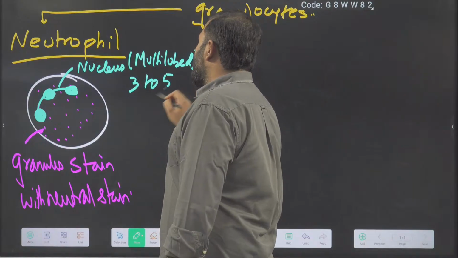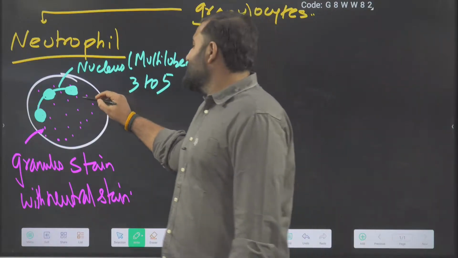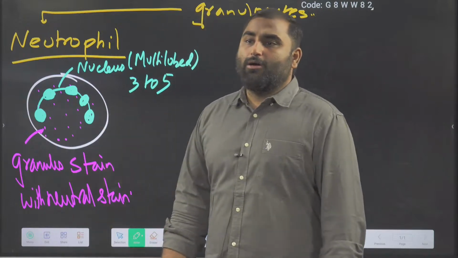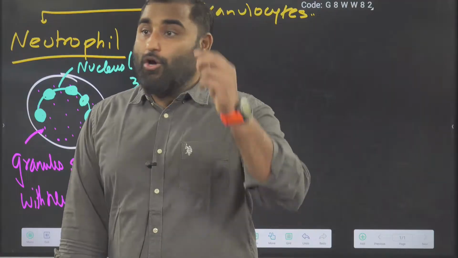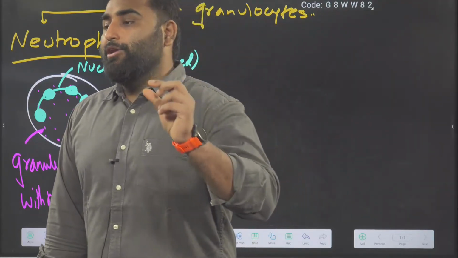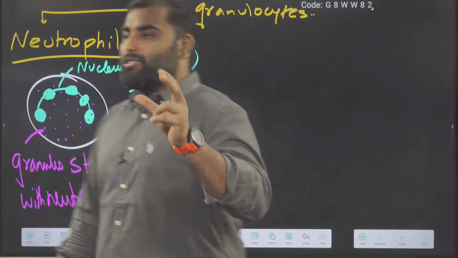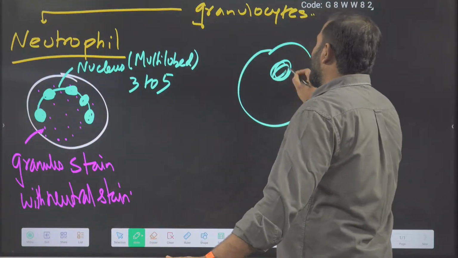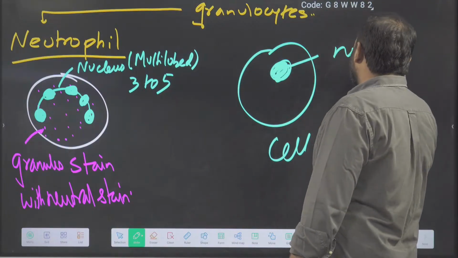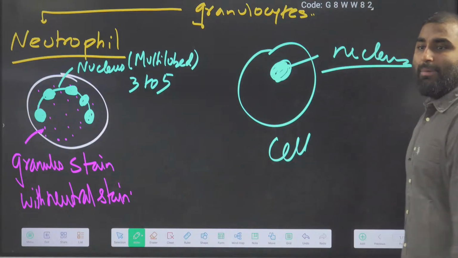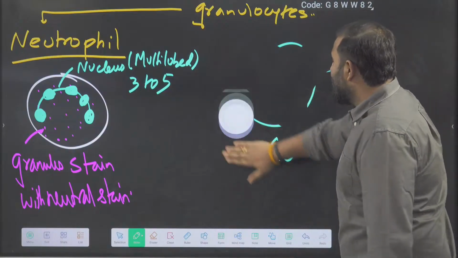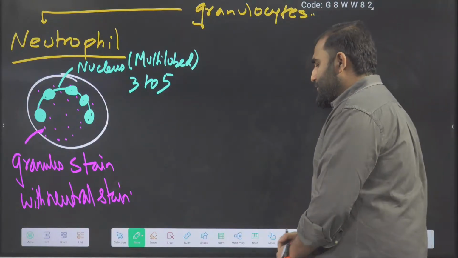From 3 to 5 lobes. Right now you are seeing 3 lobes. Sometimes you may observe 4 lobes, or sometimes 5 lobes. So this is your neutrophil. Normally when we draw a cell, a normal cell is like this: here you have the cell, here you have the nucleus. But here the nucleus is multi-lobed. The nucleus is divided into lobes. So 3 to 5 lobes are present in neutrophil.